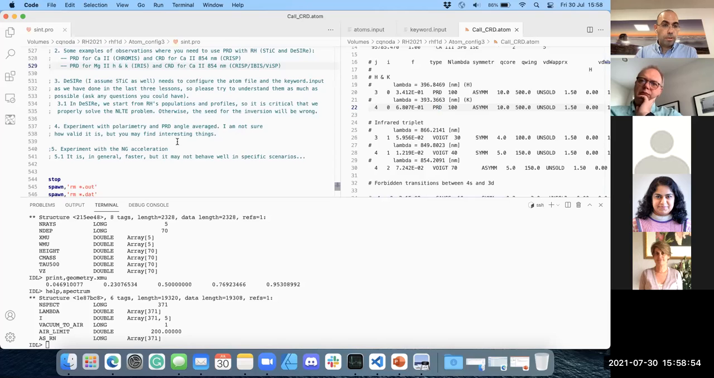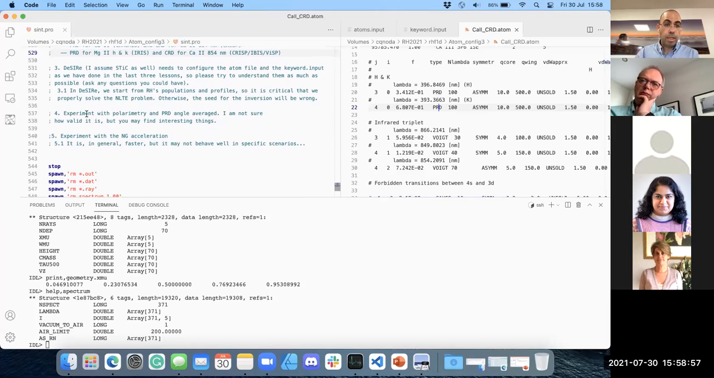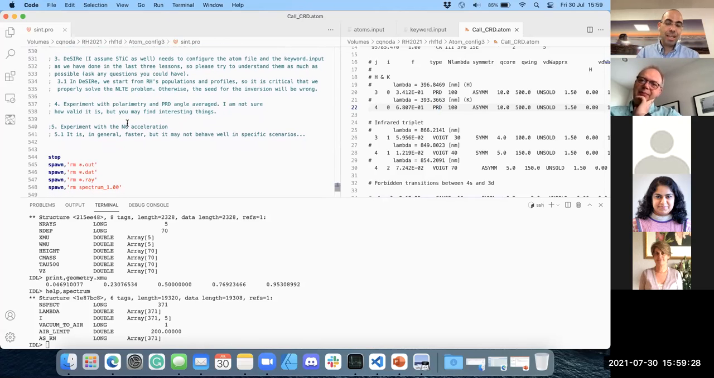Okay, and then just comments, you can experiment with polarimetry and PRD, angle average, the one we use today. You may try to use a strong field where the Zeeman effect is the dominant. So you may try to see if this works, but we don't know exactly how valid it is. So just take it with a grain of salt, just be careful. And also experiment, as always, with the NG acceleration.